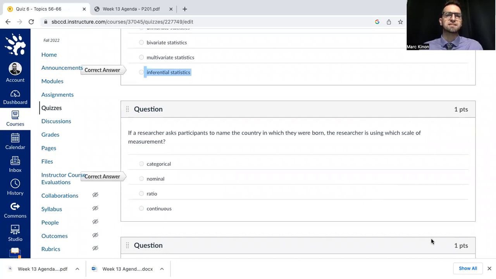If a researcher asks participants to name the country in which they were born, the researcher is using which scale of measurement? This is nominal, right? So it's just like the variables religious affiliation or race or gender. These are all nominal variables. We can't rank them.